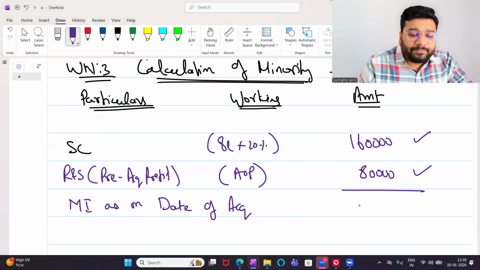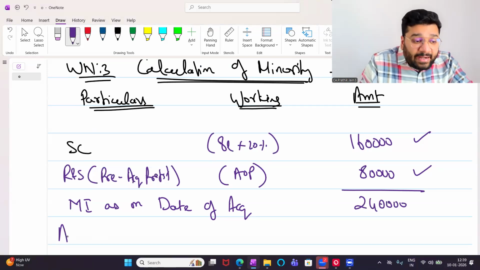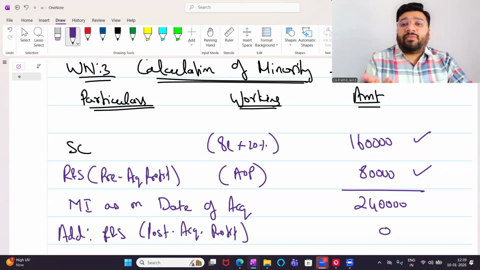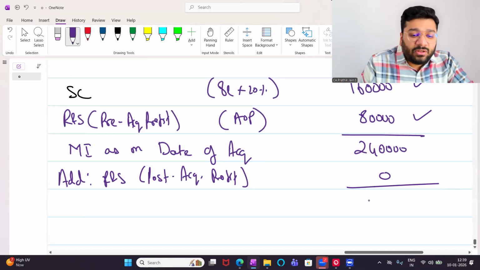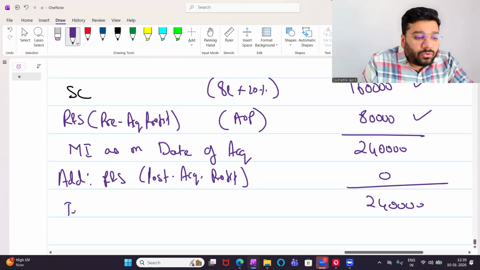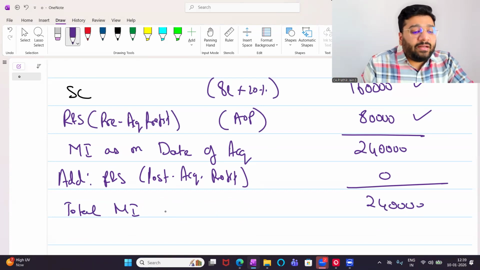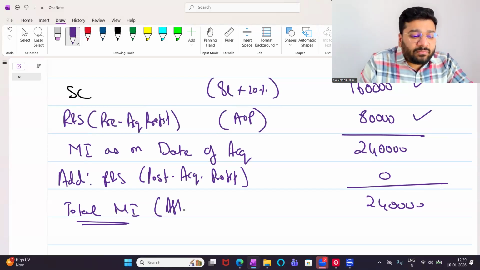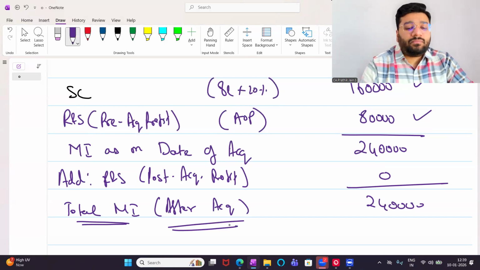Both put together, how much? 2 lakh 40,000. With that, if I add reserve and surplus, which is post-acquisition profit, which in this case is zero because after acquisition we did not do any business, so I don't have any profits. I'm yet to do the business. This 2,40,000 is called total minority interest. Generally, this is after acquisition. Okay, not okay.